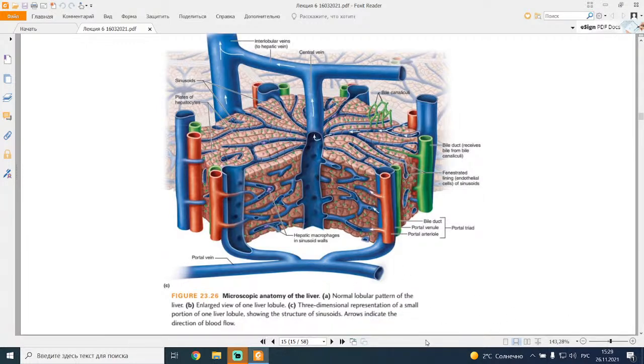Enlarged view of one liver lobule. You see the central vein and the portal triad. You see the portal field anteriorly. This is the portal venule and the bile duct. This is the bile duct and the arteria and arteriole. They run through capillaries into the central vein.